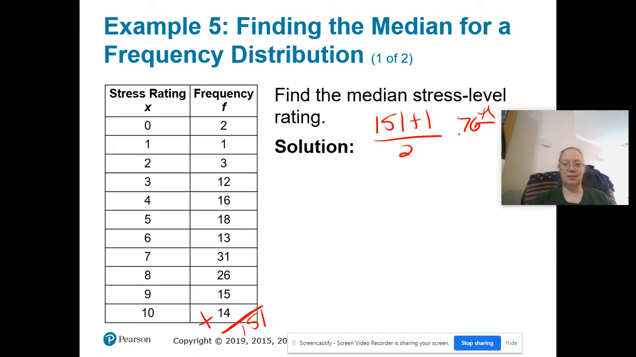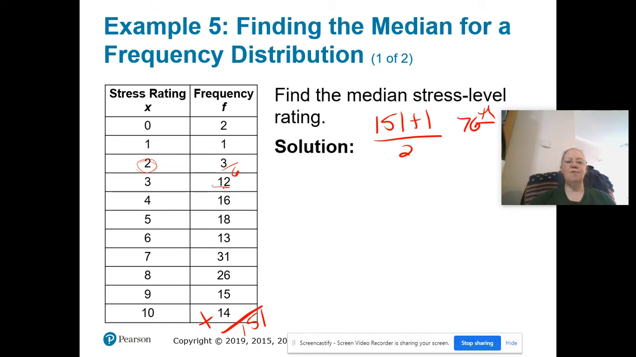It's not going to be 76. It's going to be in the 76th position. Remember, the first two numbers are 0, and then the next number is a 1, and then the next three numbers are 2. So far, I've looked at the first 6 numbers. The 6th number, by the way, is still a 2. If I look at the 6th number, is that going to be the median? No. I haven't gone far enough in the table.